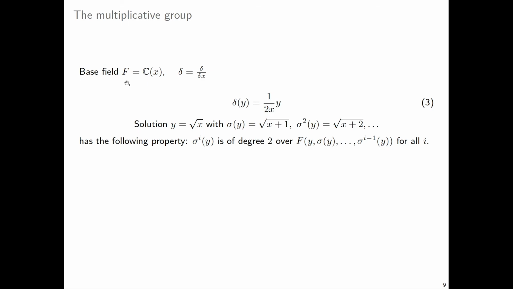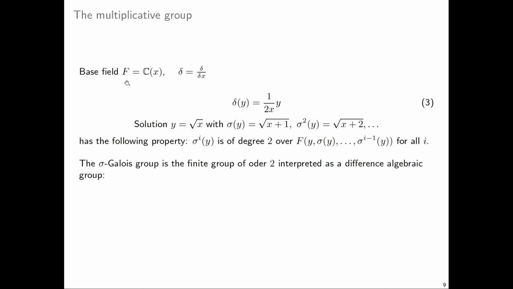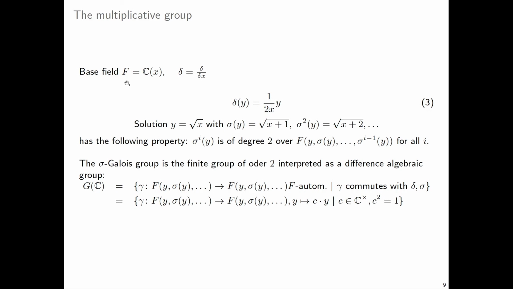y, sigma squared of y, and so on, then each one of these still has degree 2 over the field where you adjoined all previous ones. And therefore, we get the full finite group of order 2. And maybe this example also explains why you cannot get the constant subgroup of the finite cyclic groups, right?